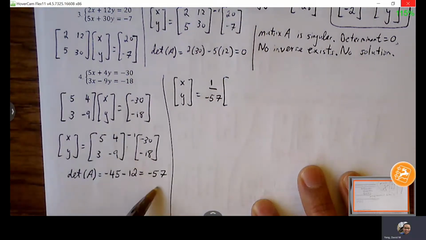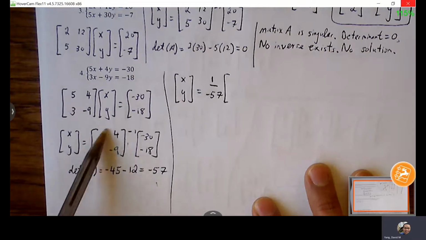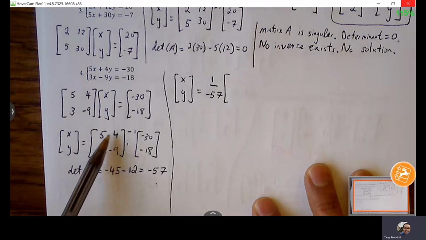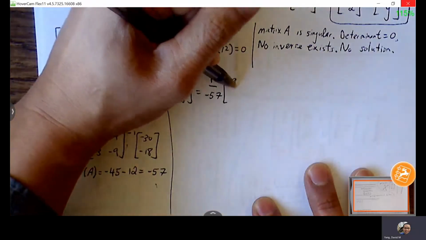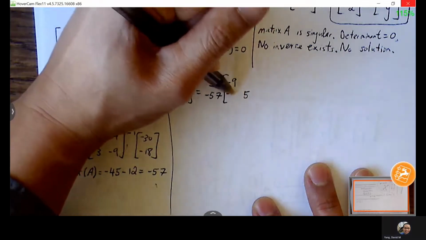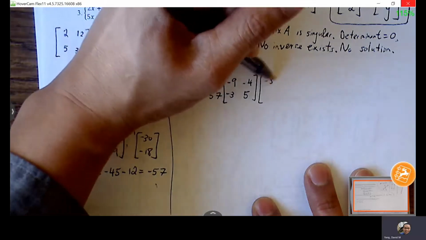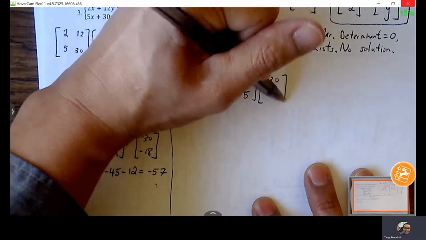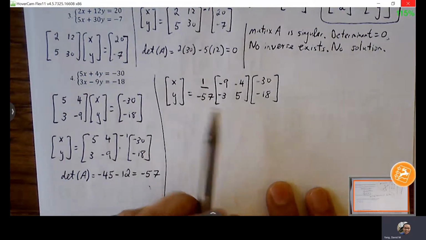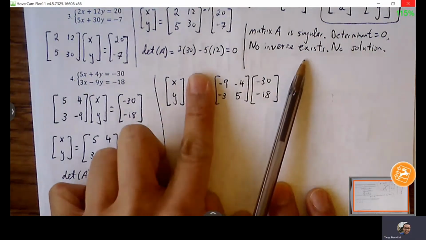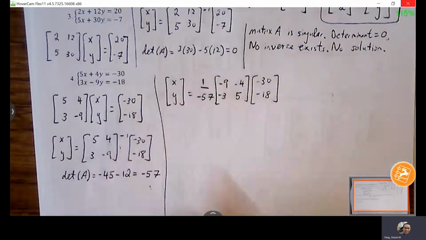We have the determinant. Make sure you adjust your 2 by 2 matrix. Swap your elements, change your signs. Wait to the very end to work in the -1/57. Just focus your attention on the 2x2 and 2x1 matrix.